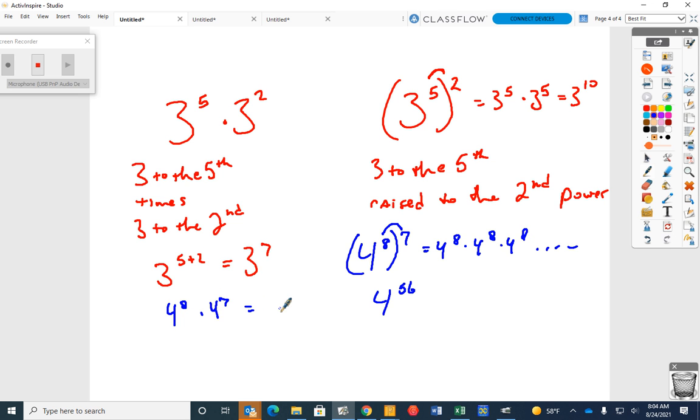That's not the same thing, is it? Okay? This would just be 4 to the what? 15th power. Does that make sense? Are you sure? Okay. Can I erase this? Okay. So try this one.